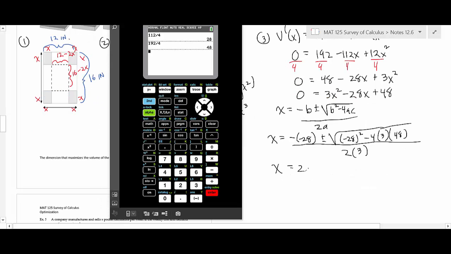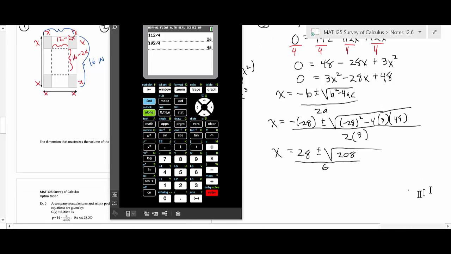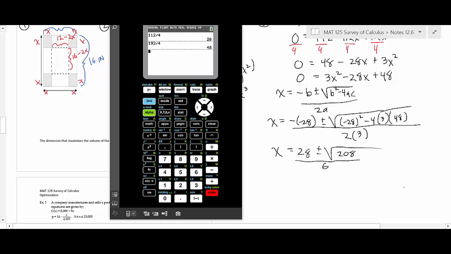So that's going to be 28. And see, you can do what's under the radical in one step. I'm just going to take parentheses, negative 28 squared minus 4 times 3 times 48. And that's going to give 208. You just did that on your calculator, and that's 6. So you want to see what the square root of 208 is. I think that's not a perfect square. That's decimals. So we would have had to use the quadratic formula anyway. I suspected we were going to have to.